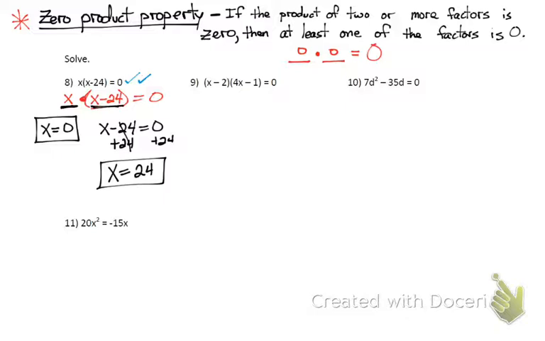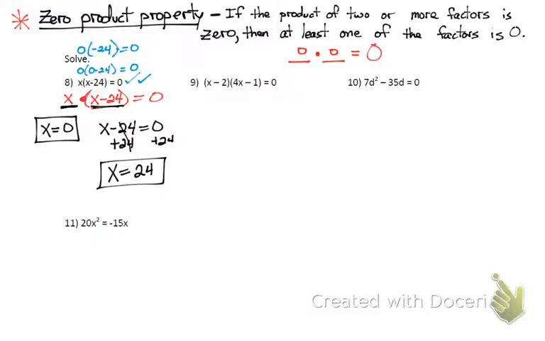And again, think about that. If x is 0, this is 0 times 0 minus 24 equals 0. Well, that would be 0 times negative 24 equals 0, and we know that's true. 0 times anything makes 0.